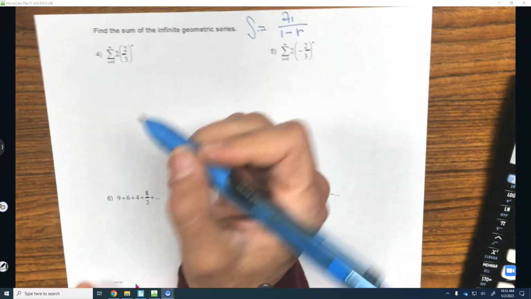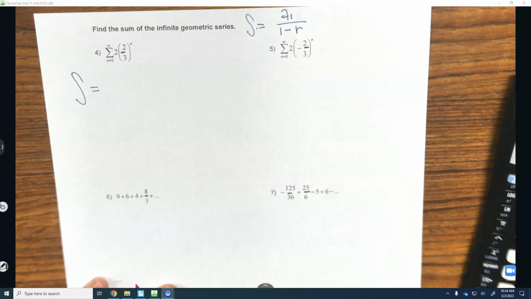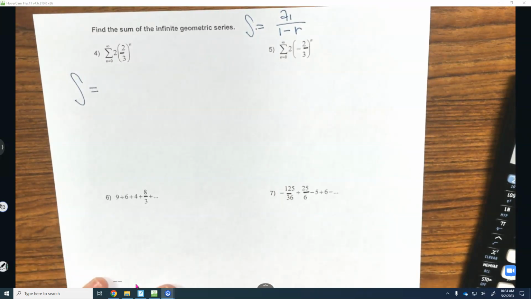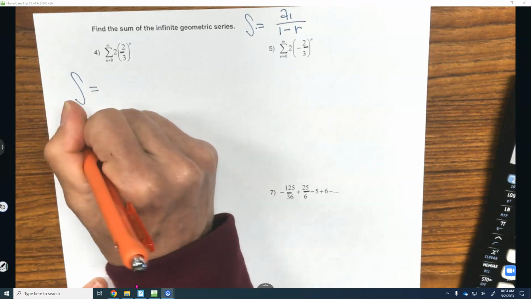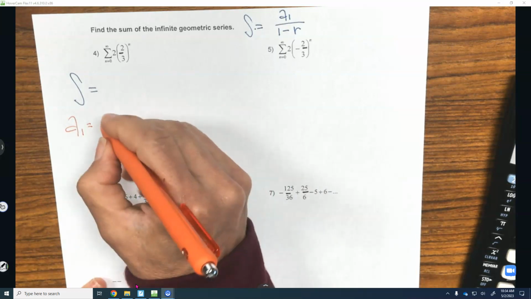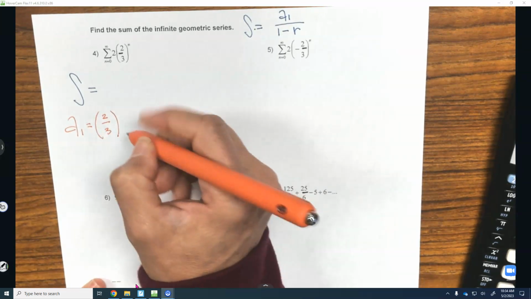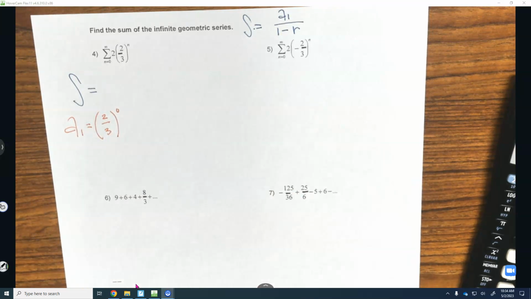So for problem 1, the way that we're going to find this is we are going to find a sub 1 first, just like we do with finite. So a sub 1, remember it starts at 0, so n is going to be 0. This is going to be 2/3 raised to the 0 power. So again, your a value for our first term is going to be what? What is anything to the 0 power?